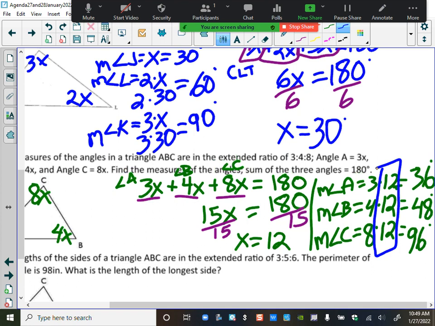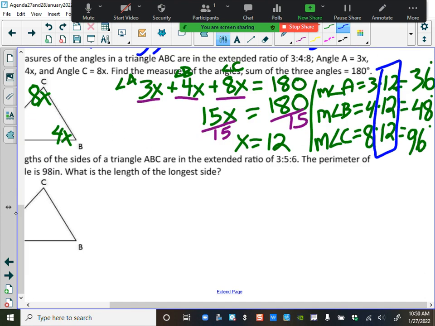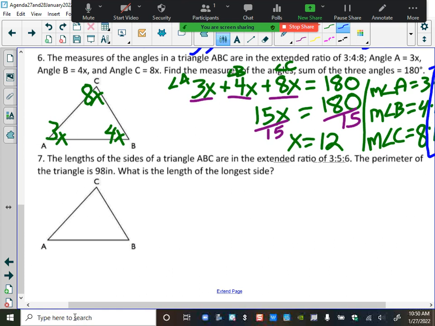Now, the only reason why this one might be a little different is that you have to find the intersection. 98 inches is the perimeter. So the perimeter is going to be 98 inches. This one's going to lead us to the next activity. Something's going to equal 98. So we had the perimeter is 98. Now, sides A, B, C are in the ratio of 3, 5, 6.